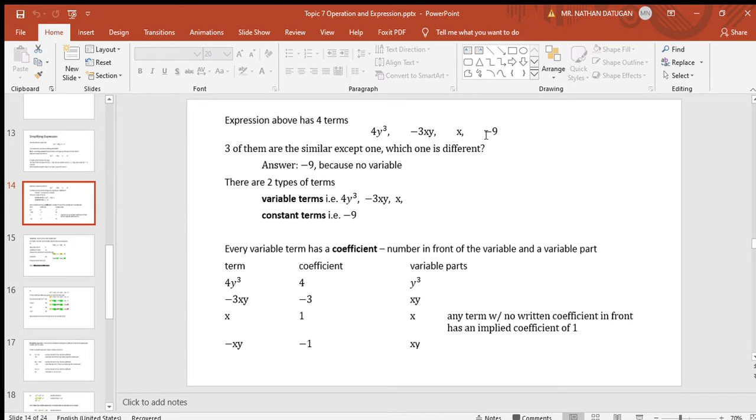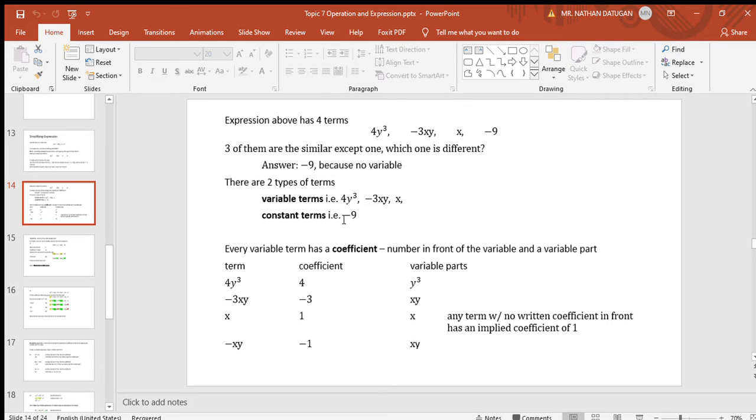So again, we have four terms, and of these four terms, which one do you think is different? Negative 9 is different. Why? Well, because among them, only negative 9 doesn't have a variable. So what this teaches us is that we have two types of terms: variable terms and constant terms. Variable terms are terms with variables, and constant terms are just constant numbers. That's basically it.